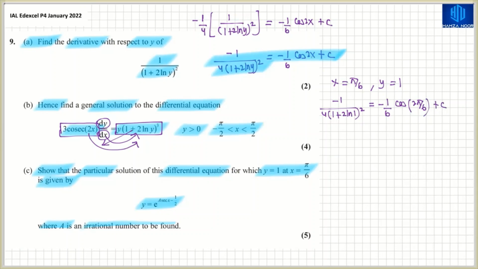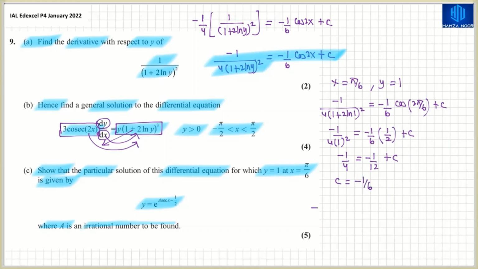So since ln 1 is 0, therefore minus 1 upon 4 times 1 squared, okay, and this is equal to minus 1 over 6 multiplied by cos 2 pi over 6, and the value of cos 2 pi over 6 is basically half. So minus 1 over 6 multiplied by half and then plus c. So therefore, we can say that minus 1 over 4 is equal to minus 1 over 12 and then plus c. So therefore, c is equal to minus 1 over 4 plus 1 over 12. c is equal to minus 1 over 6.